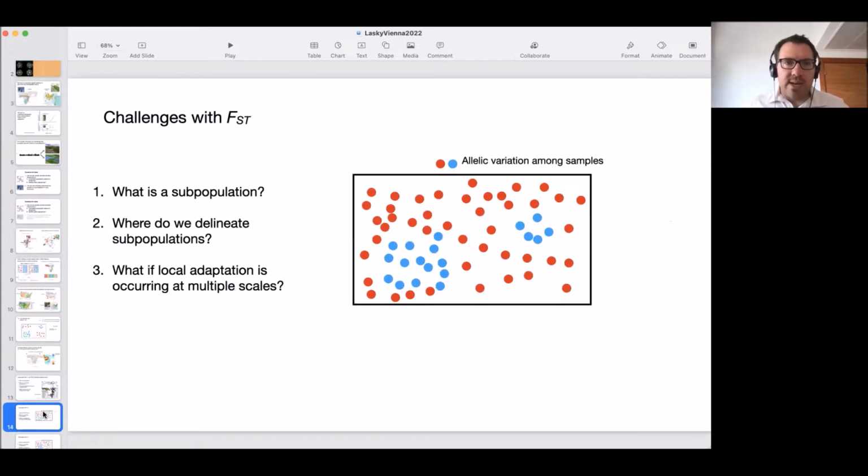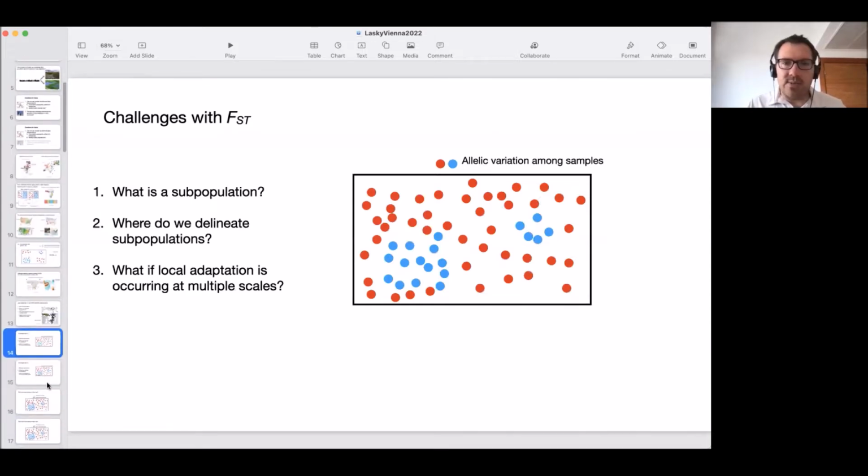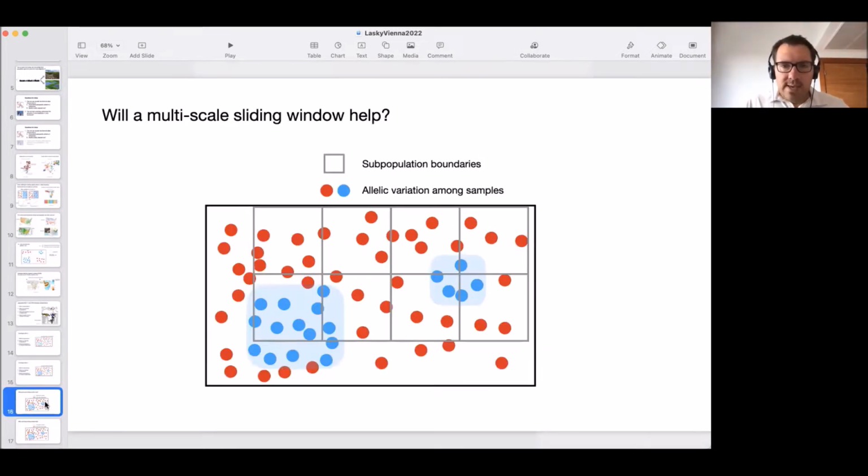So let me lay out how this might play out in calculating FST among populations. In the ideal world, if we knew what the selective differences were between locations, what about the environment was driving that, we could potentially delineate our subpopulations accordingly. But if we don't, we might put a grid down on the landscape, and that grid may or may not match up with the actual environmental differences that drive local adaptation. But maybe we could slide that grid across the landscape to avoid any problems associated with where we've anchored the grid, or problems associated with aliasing, as it's known.